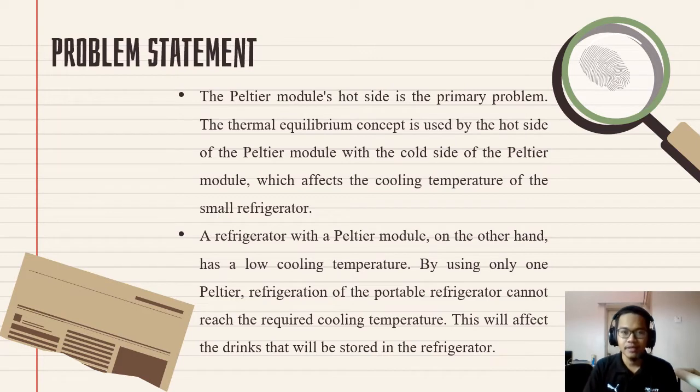Problem statement. The Peltier module's hot side is the primary problem. The thermal equilibrium concept is used by the hot side of the Peltier module with the cold side of the Peltier module, which affects the cooling temperature of the small refrigerator. A refrigerator with a Peltier module, on the other hand, has a low cooling temperature. By using only one Peltier, refrigeration of the portable refrigerator cannot reach the required cooling temperature. This will affect the drinks that will be stored in the refrigerator.